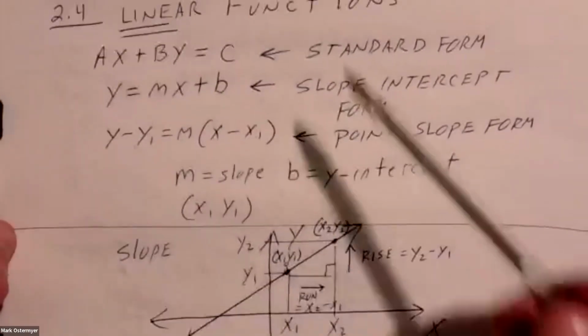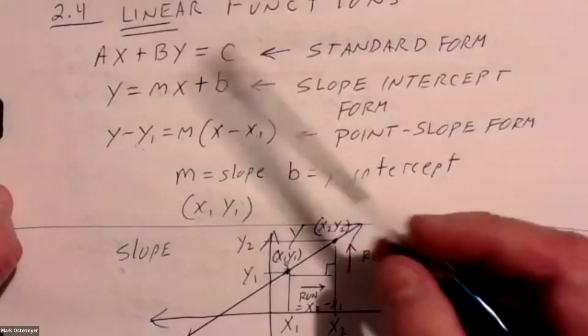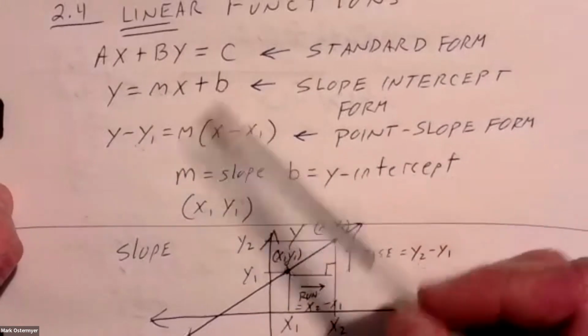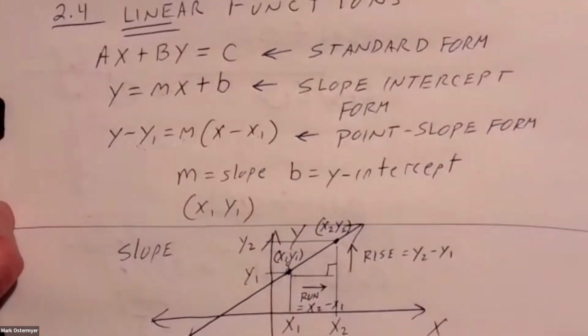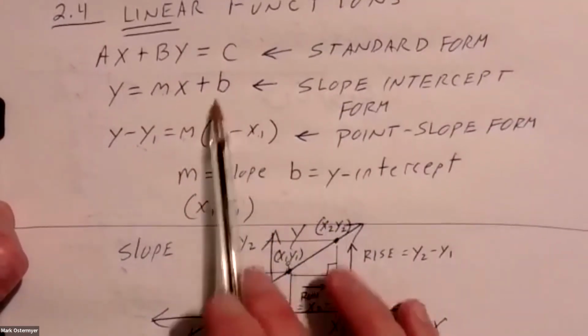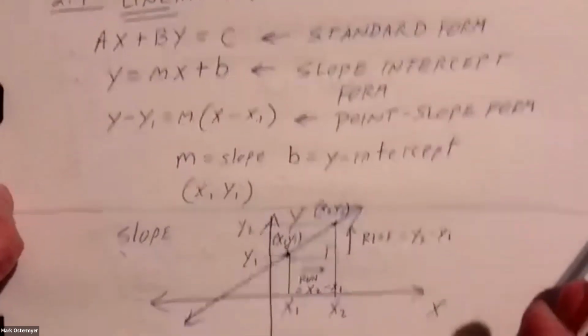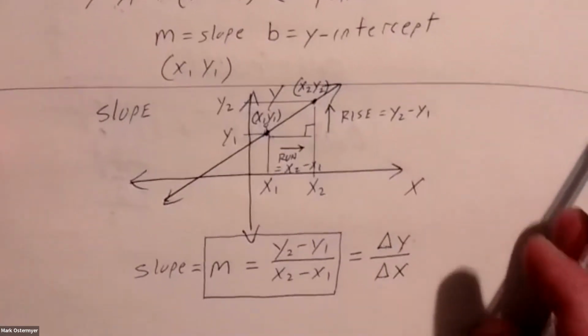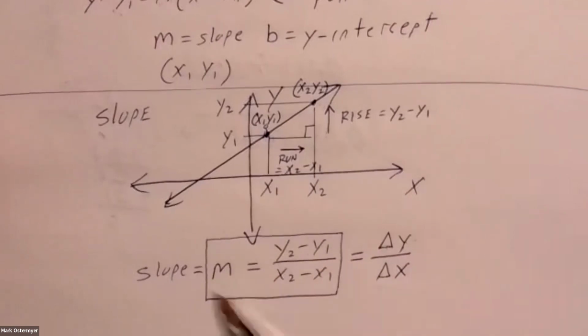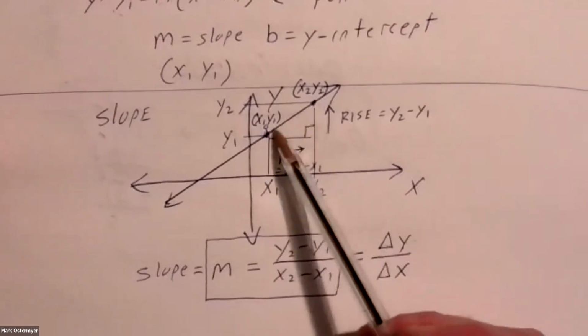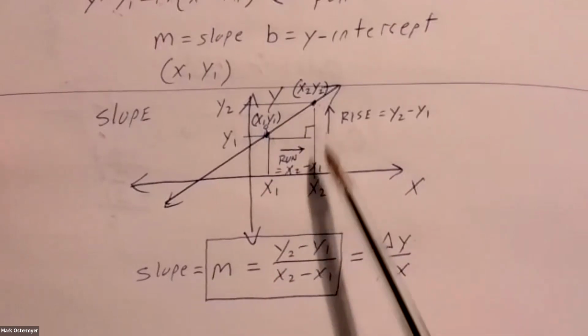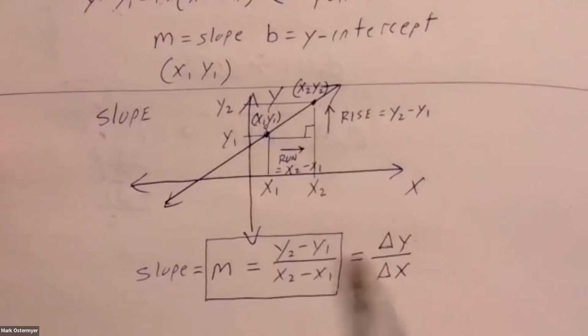So what we discovered so far is there's different forms for a linear equation. There's standard form, slope-intercept form, and point-slope form. M is the slope, B for this equation is the y-intercept. And then we looked at how to derive the slope formula for a line. Given 2 points on a line, we discovered the slope is rise over run. The ratio of rise over the run is the change in y over change in x.